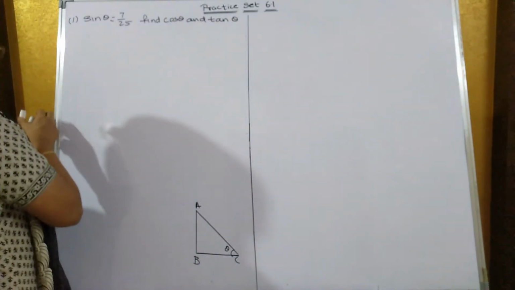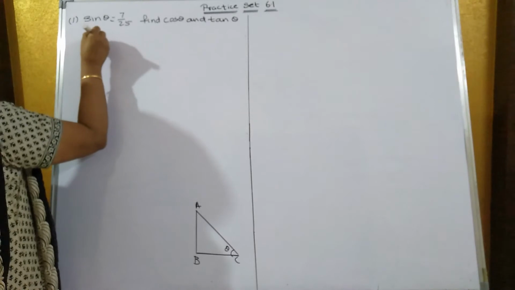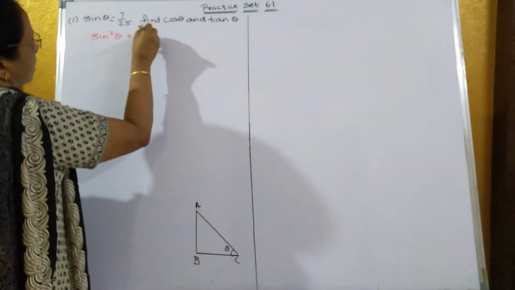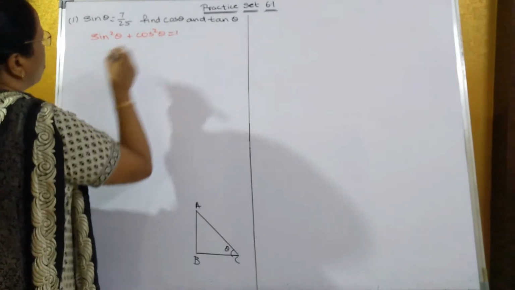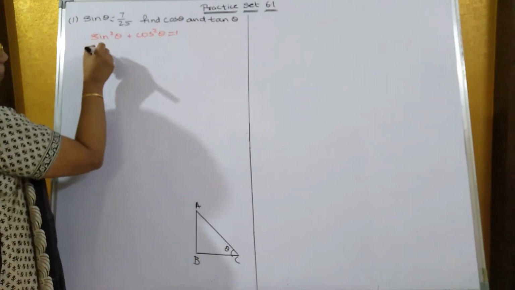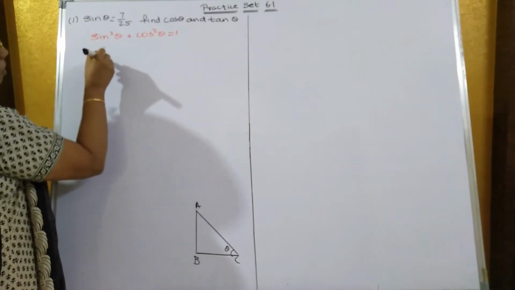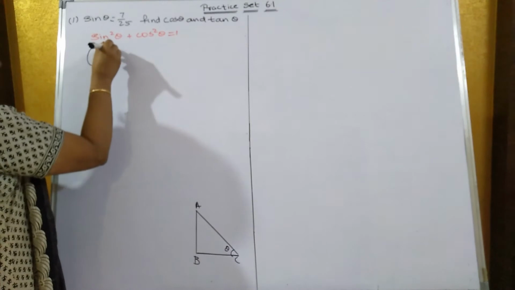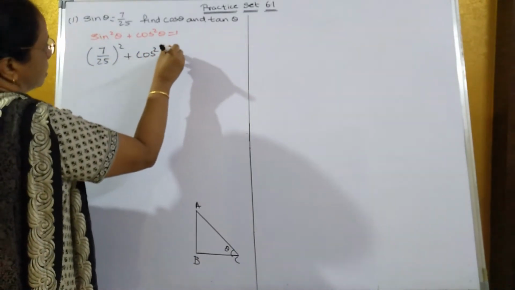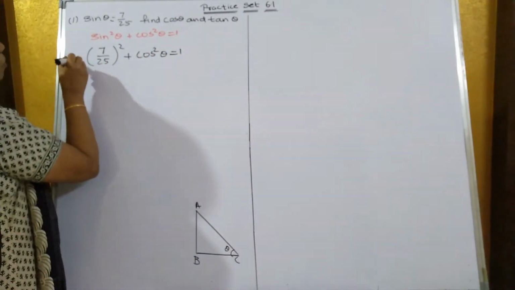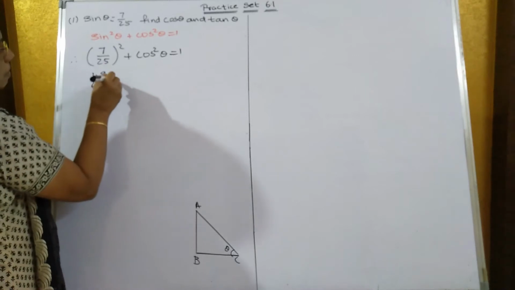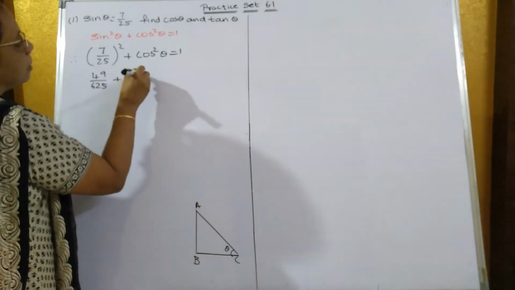Now we know that sine square theta plus cos square theta is equal to 1. Now what is sine theta? Sine theta they have already given 7 upon 25. So 7 upon 25 the whole square plus cos square theta is equal to 1. Now when you open the bracket, what you get? 49 upon 625 plus cos square theta is equal to 1.